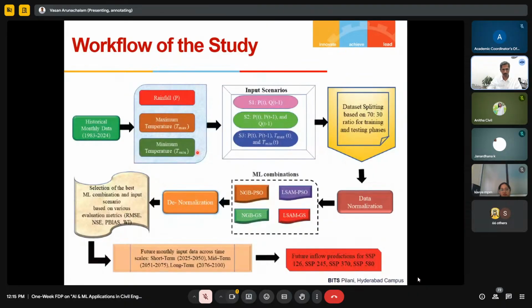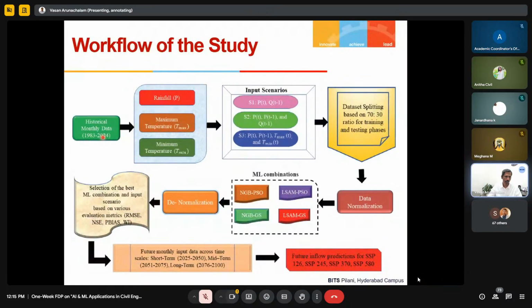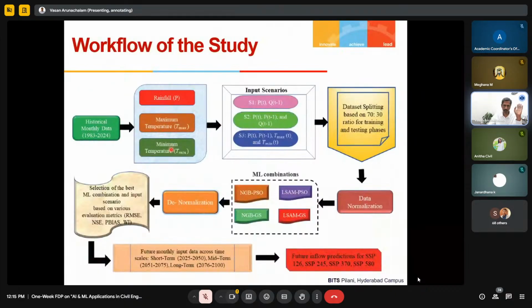So what I did was, I had monthly historic data from 1983 to 2024. The historic data that I had was rainfall, the maximum temperature and the minimum temperature. And usually what we have also seen historically is that future prediction of rainfall is very, very challenging even today with whatever techniques you have. Researchers still cannot reach a higher level of accuracy. We are extensively working on that, but without this, we will still not be able to go for a far better prediction.